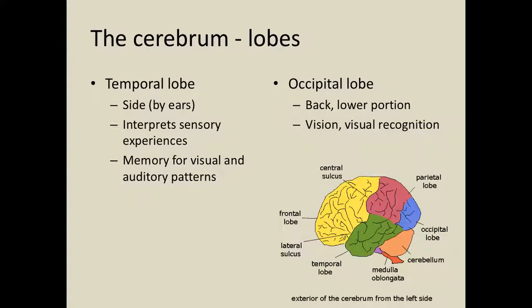The temporal lobe, and this one is green. It's on the side by your ears, like remember temples. It is interpreting sensory experience, specifically visual and sound patterns, auditory patterns. The occipital lobe is in the back, and this helps you with your vision and recognizing different things.